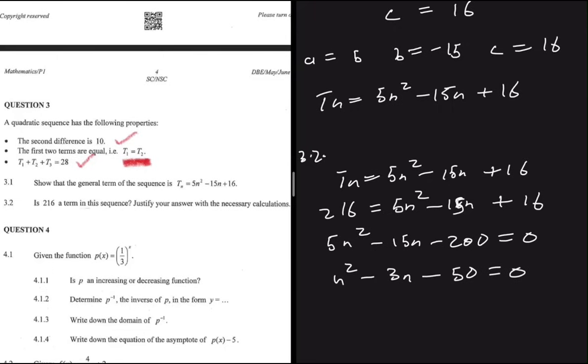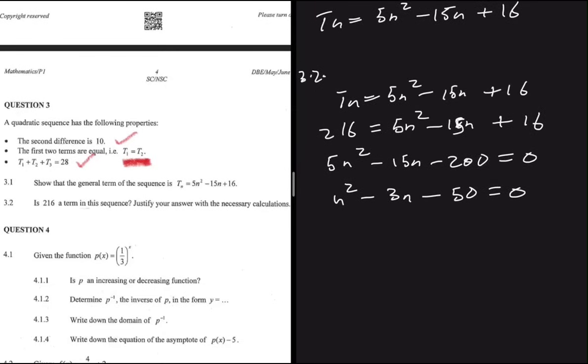Right, so let's go ahead and try and factorize this. So we're going to have n, another bracket, we have n being equals to 0. We are not able to factorize this without using the quadratic formula. And as a consequence, 216 is not a term in this sequence.